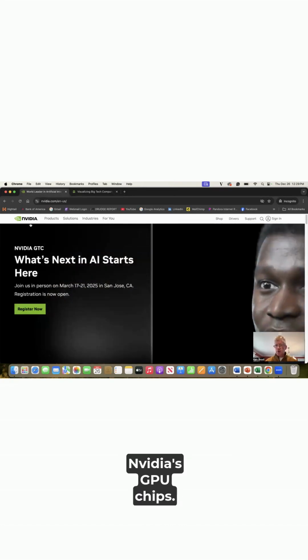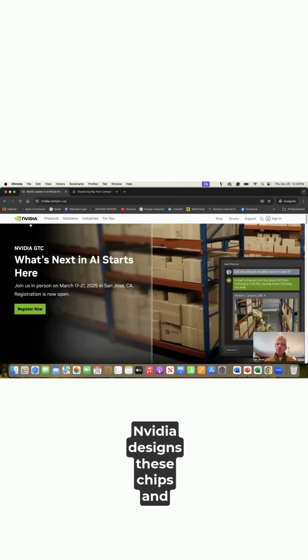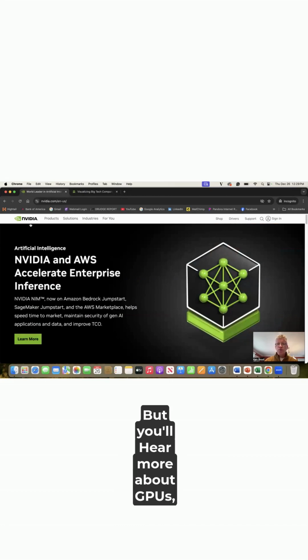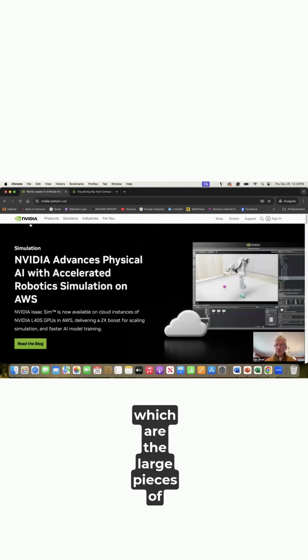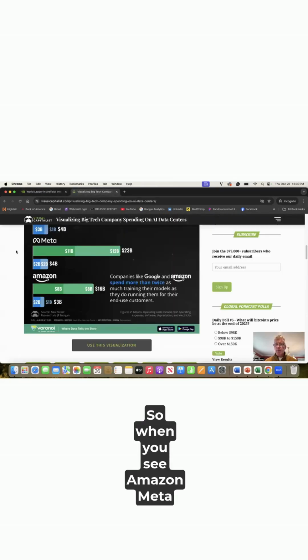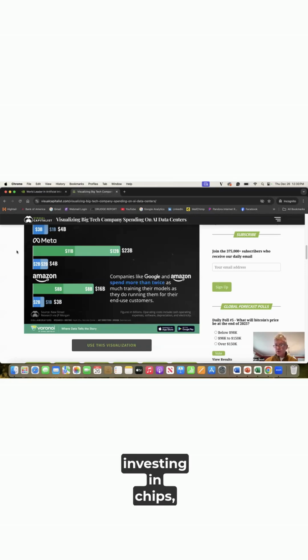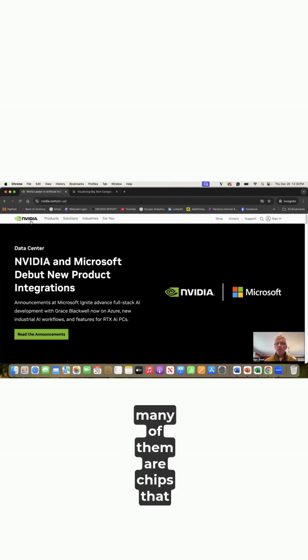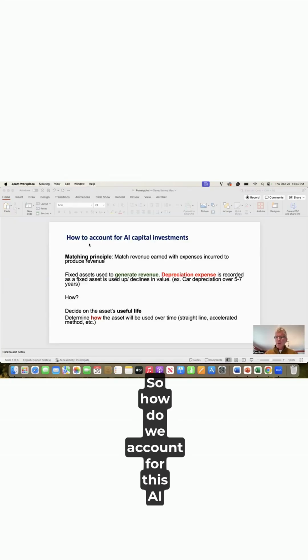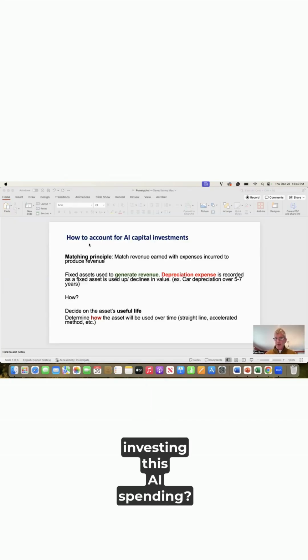NVIDIA's GPU chips. NVIDIA designs these chips and outsources the production of the chips, but you'll hear more about GPUs, which are the large pieces of data that used to get AI going. So when you see Amazon, Meta, and these large companies investing in chips, many of them are chips designed by NVIDIA. So how do we account for this AI investing, this AI spending?